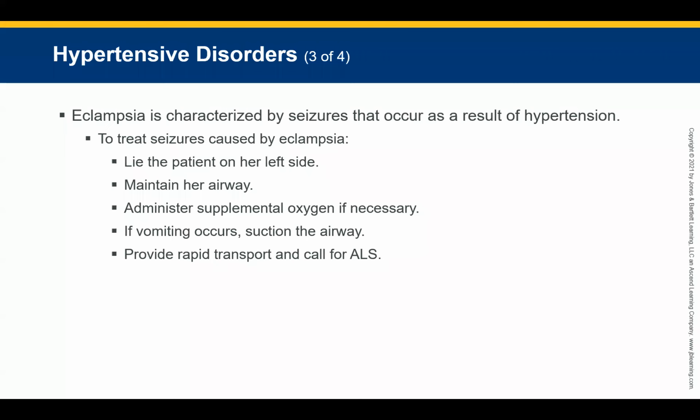Eclampsia is characterized by seizures that occur as the result of hypertension. To treat these seizures, the only thing that we can do is lay the patient on their side, maintain the airway, and administer supplemental oxygen. If they start to vomit, we suction it. Provide rapid transport and call for ALS to intercept. Medication is restricted.